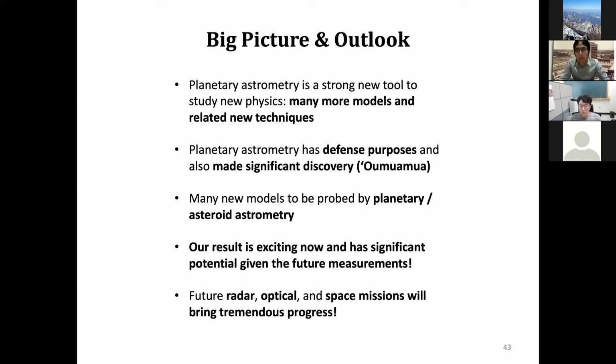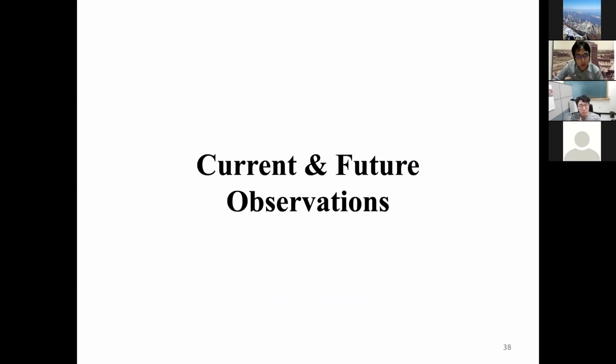Excuse me. May I have a quick question? Yeah, please. So what is the motivation to study this kind of very light particle with this tiny coupling? Yep, that's a great question.